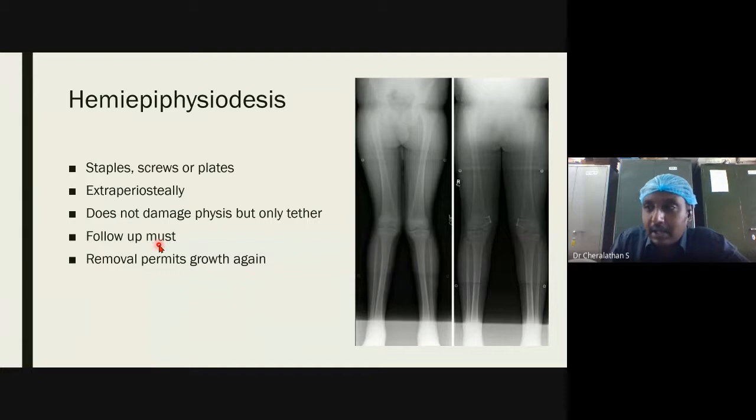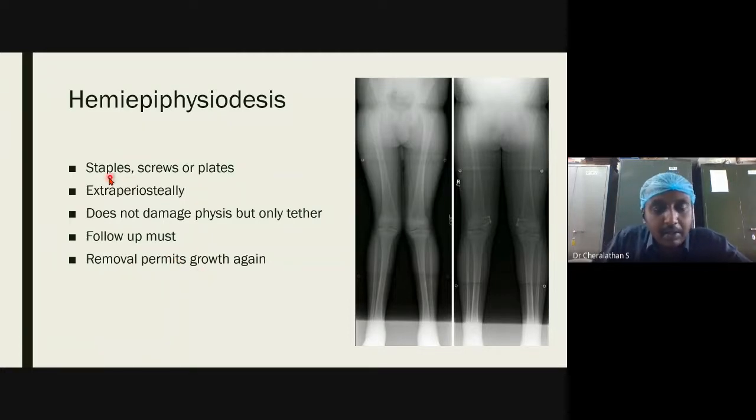You have to clearly convey the message to the patient. This is a condition where regular follow-up is essential. Suppose you put a pin and the patient shifts to some other country and they don't consult a doctor there, ultimately they will end up in genu varus. That should not happen, and this message should be clearly conveyed to the patient. Now, the biggest advantage here is that removal of the pin permits growth again, right?